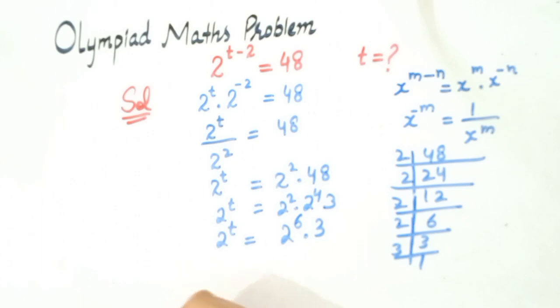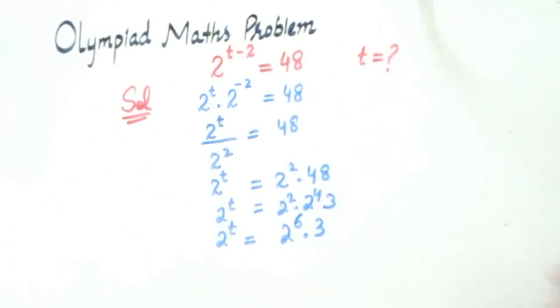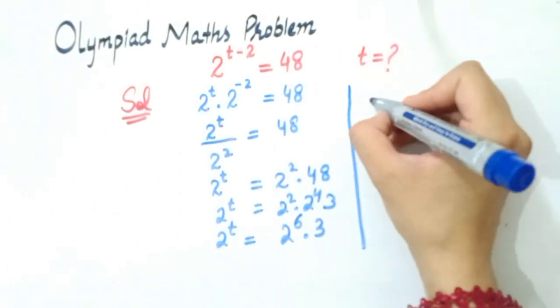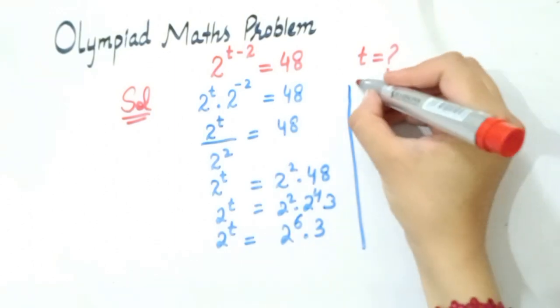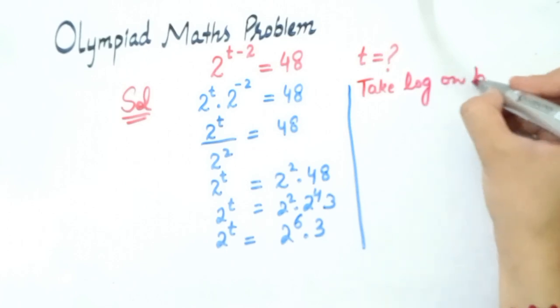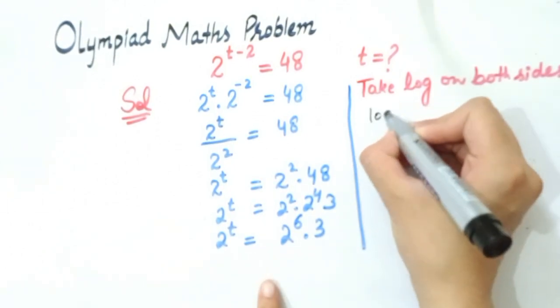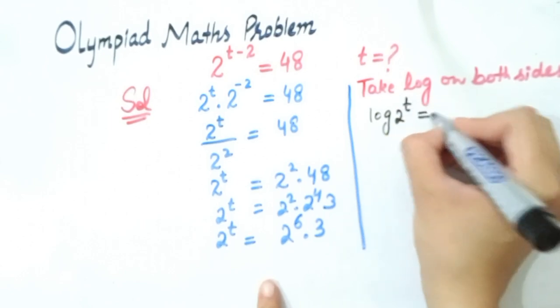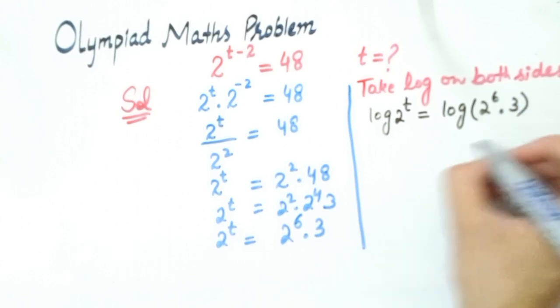Now in the next step we will take the log of this. So write this here as, take log on both sides. We get log of 2 raised to power t equals log of 2 raised to power 6 into 3.